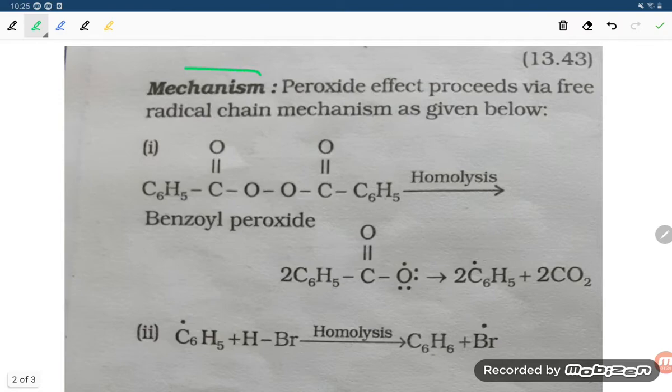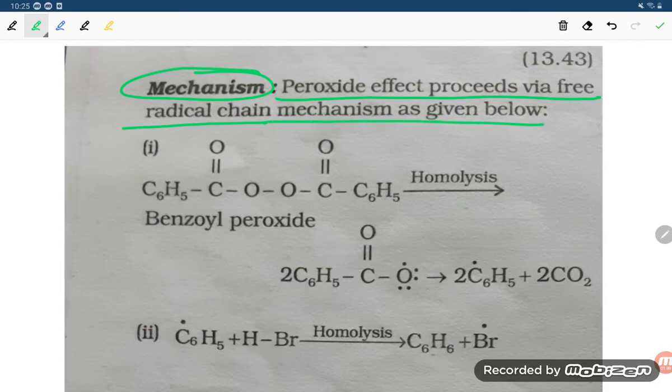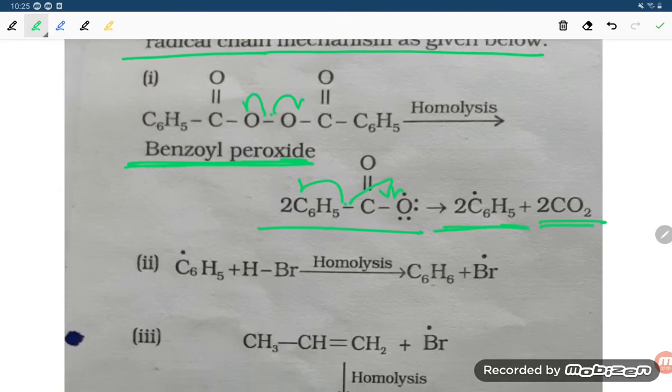Now let us have a look at the mechanism. The peroxide effect proceeds via a free radical chain mechanism as given below. So benzoyl peroxide is there. Because of homolytic fission, students, a free radical forms like this, and then this again gets broken here, forming a phenyl free radical and carbon dioxide.